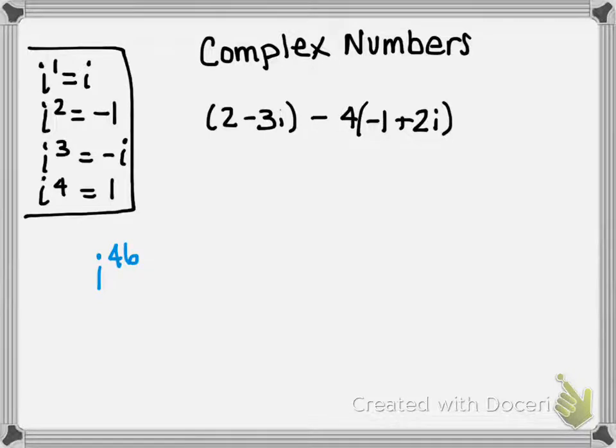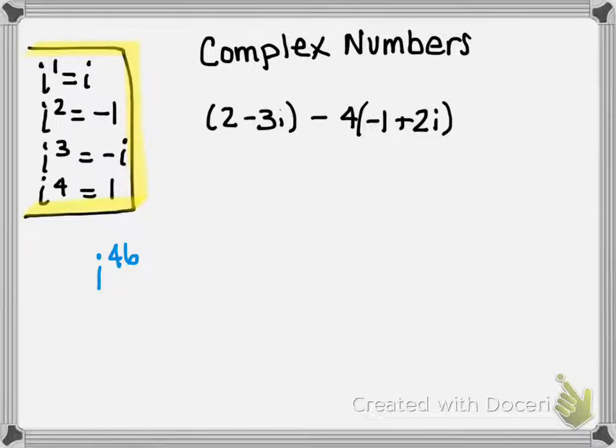In this video, we're going to talk about how to simplify complex numbers. It is important to remember our properties of i: i to the first is i, i to the second is -1, i to the third is -i, and i to the fourth is 1.